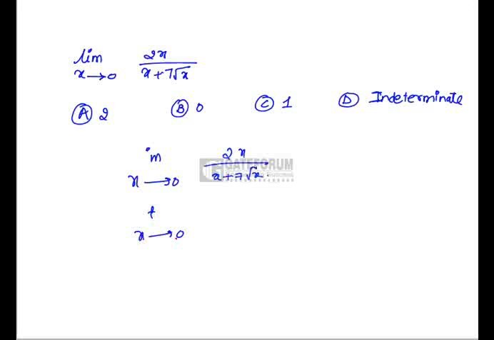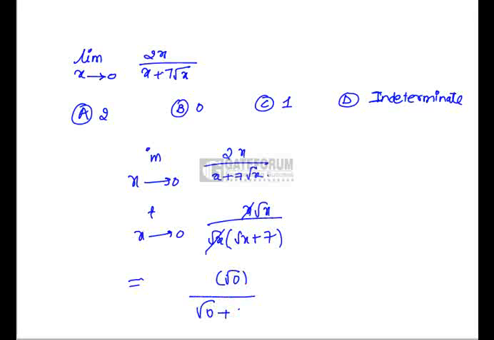So what we do is, I'll take root x common in the denominator, so it will be root x plus 7. Let us go for the cancellation, and let us substitute the limit now. That is root 0 by root 0 plus 7, and we know that root 0 is 0, and 0 by any finite value is again 0.